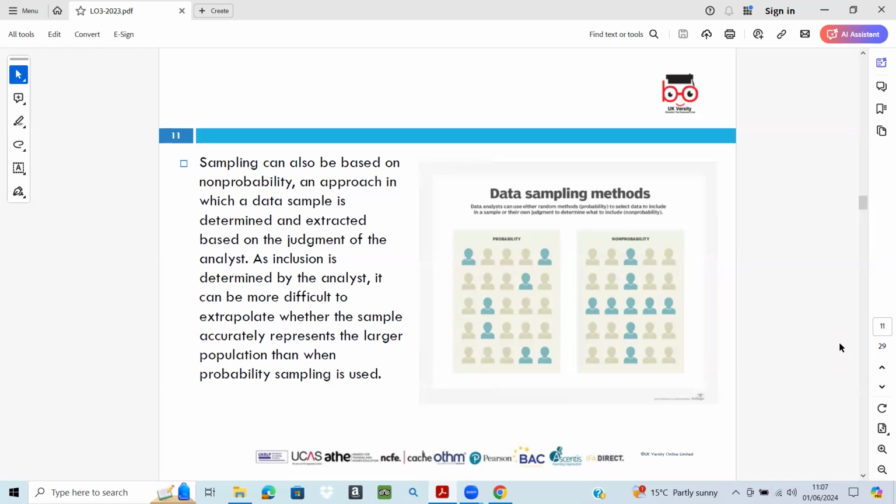Then we have some key considerations for non-probability sampling, like convenience sampling, or we may have judgment sampling, and quota sampling. And there are some challenges as well, like limited representativeness, sampling bias, and difficulty in inference.